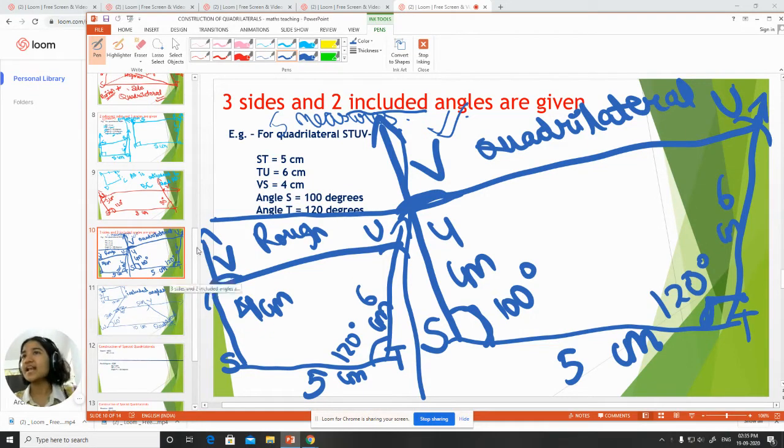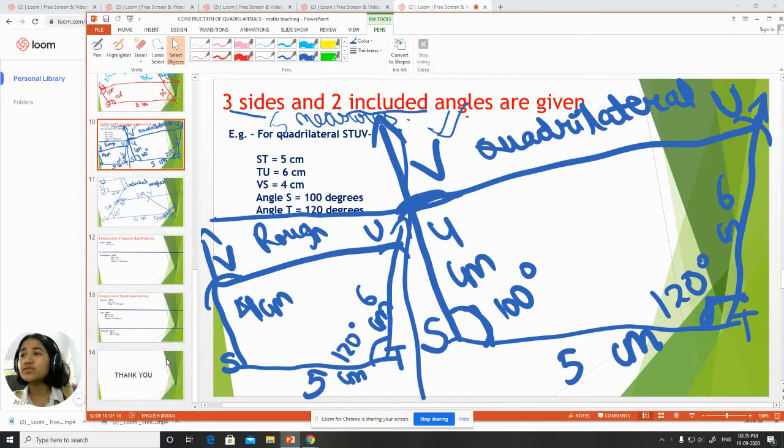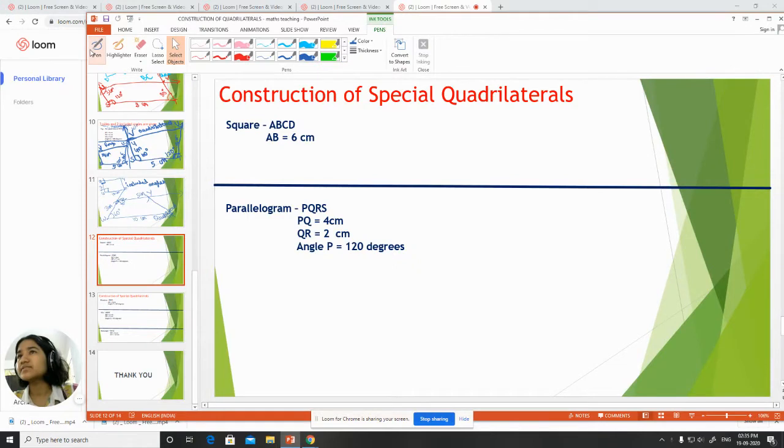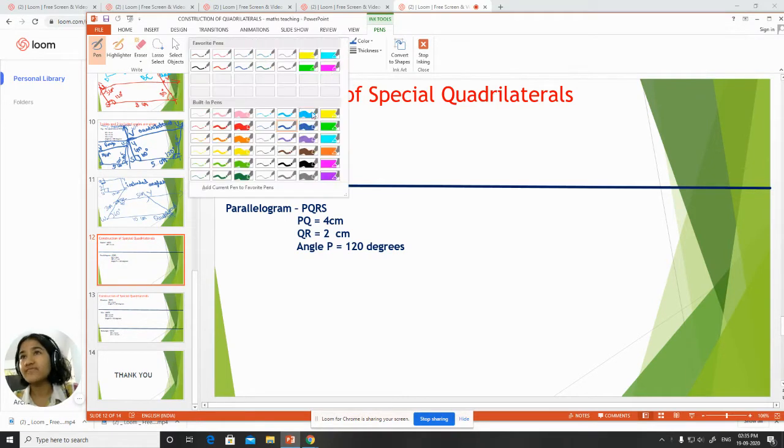Everyone. So in the last video we saw how we can construct a quadrilateral with three sides and two equal angles given. Now we must also know the construction of special quadrilaterals. As you all know, special quadrilaterals can be constructed even without five measurements. Okay, so shall we see how it works?